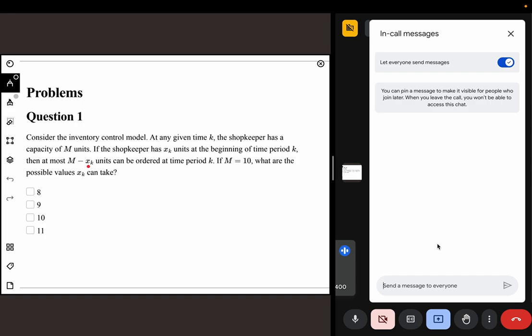So this is an inequality constraint that we are having, that xk at any point of time should always be less than or equal to m. This is the constraint that we are getting from this. If m is given as 10, what are the possible values that xk can take?